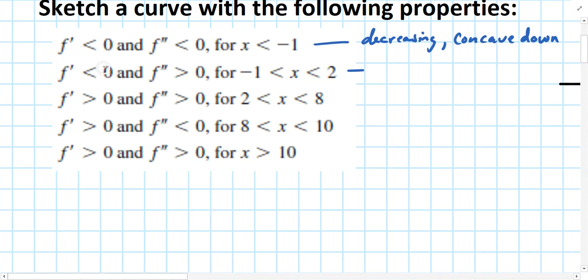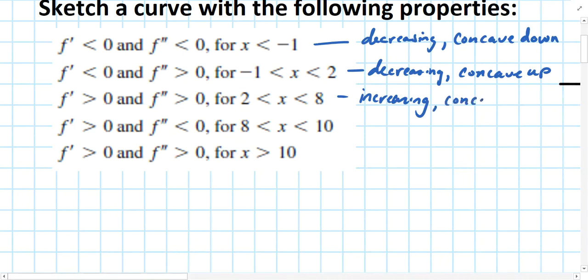For this one, the function is still decreasing. We've got a negative first derivative. The function is decreasing, but it is concave up at that point. So the behavior of this function is decreasing yet concave up, which is possible. Then we switch to an increasing function. And we know what happens when we switch from a decreasing to an increasing function. We also have, again, a second derivative that's positive, so we are going to be concave up at that point.